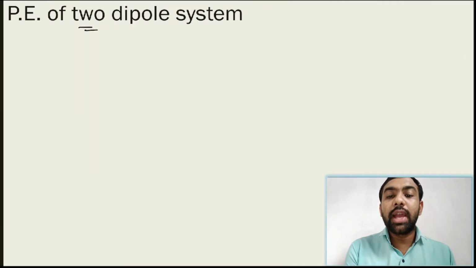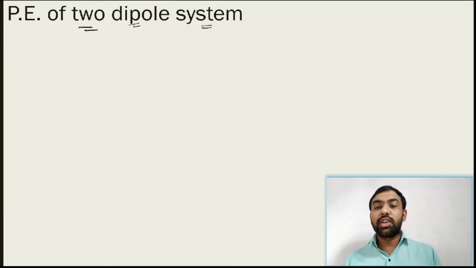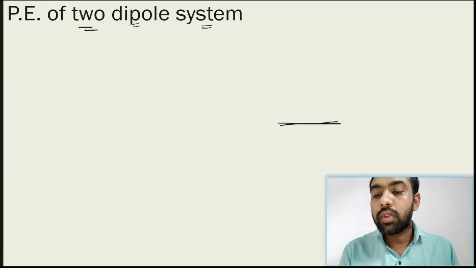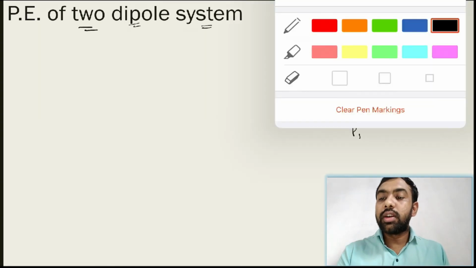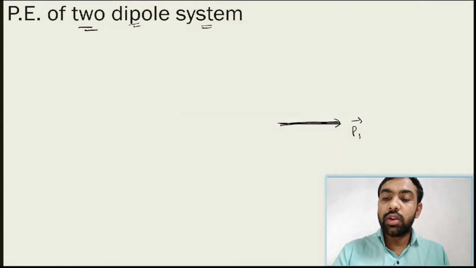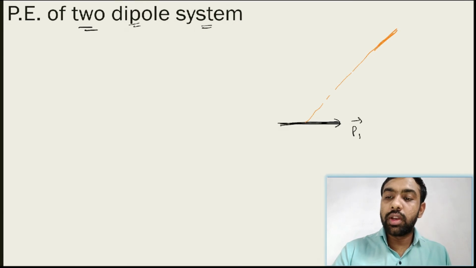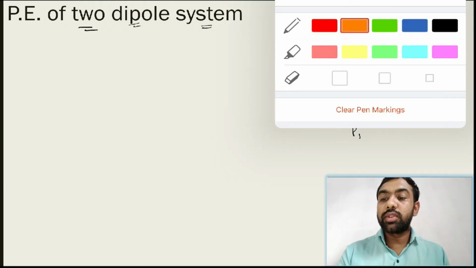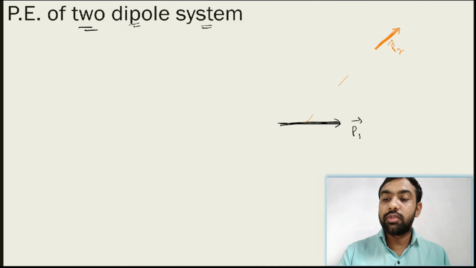Potential energy of a two dipole system. That's quite different situation again. Two dipole system. Consider somewhere here, this is the one dipole P1 and another dipole is placed somewhere here, we don't know. Consider another dipole is placed somewhere here. This is second dipole P2. Two dipoles P1 and P2. Then how we get this answer of a potential energy of this dipole system?